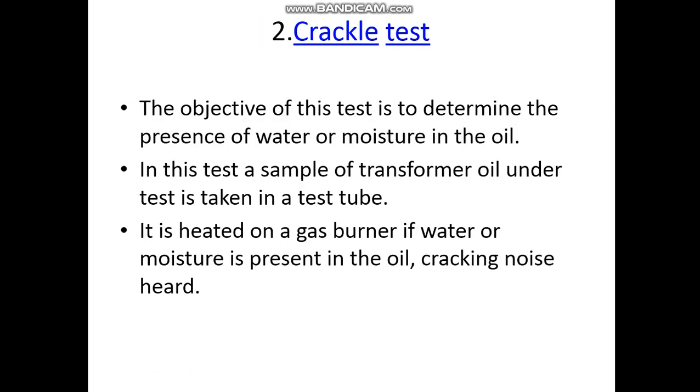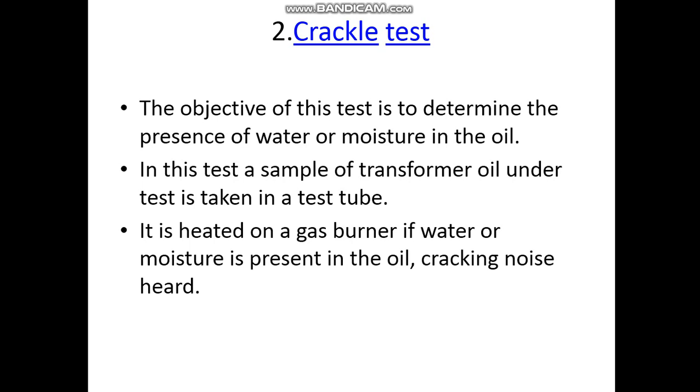Another test is the crackle test. The crackle test is basically conducted to know the presence of water or moisture in the oil, because water or moisture is one of the contaminants which will decrease the oil BDV, means the breakdown voltage of the oil. So that we can remove the moisture or the water from the oil, we first have to check the moisture content in the transformer oil by this crackle test.